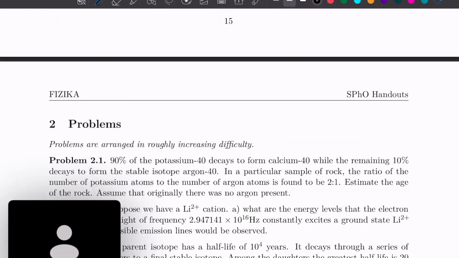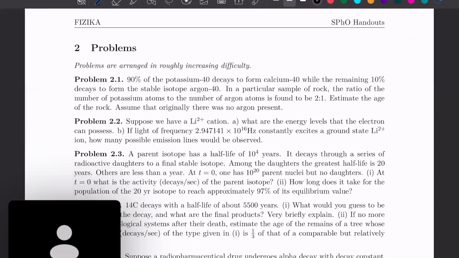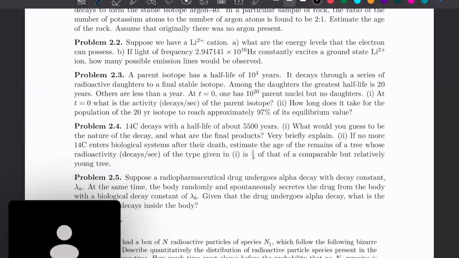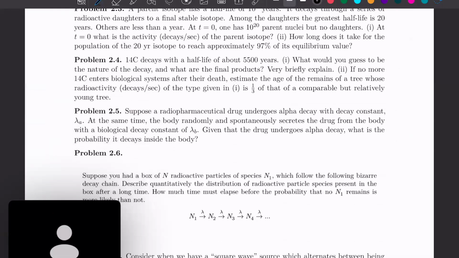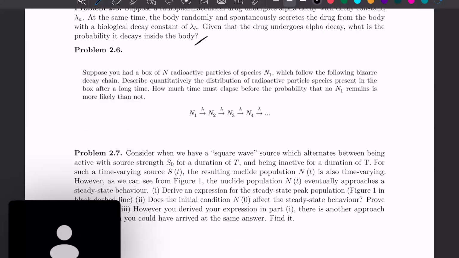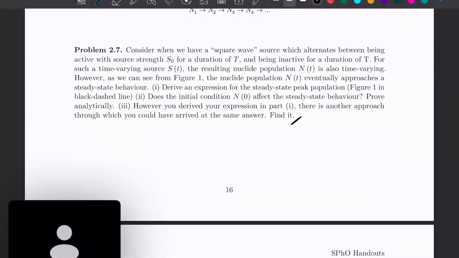We have about 23 minutes left. I want to go through this question and this question, 2.7.